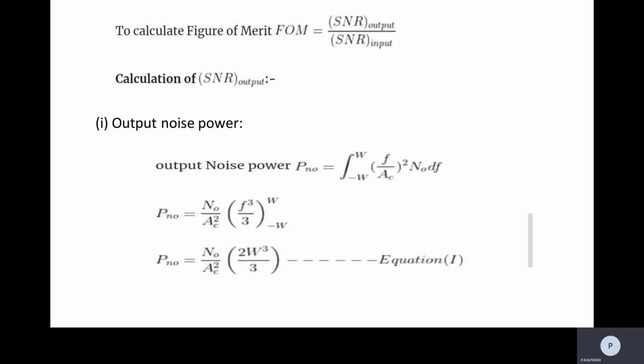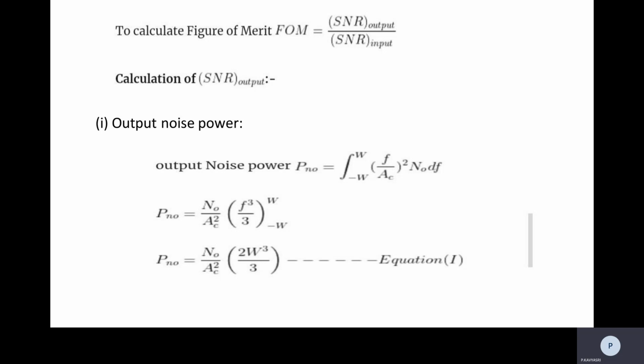So to calculate the figure of merit, I'm simply writing it as FOM, figure of merit. Figure of merit means output SNR by input SNR. So to calculate the figure of merit, we have to calculate the 4 parameters: output noise power, output signal power, input noise power. So first we will calculate those.